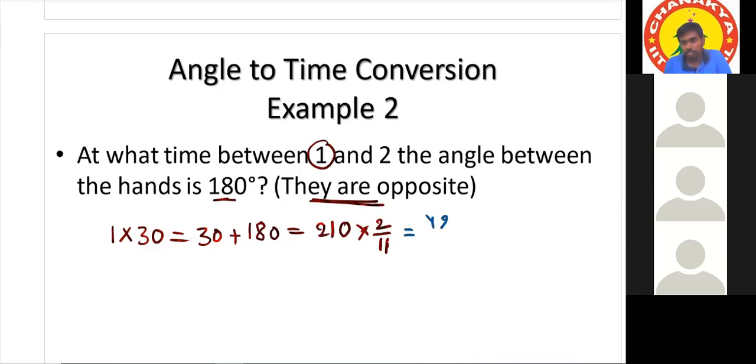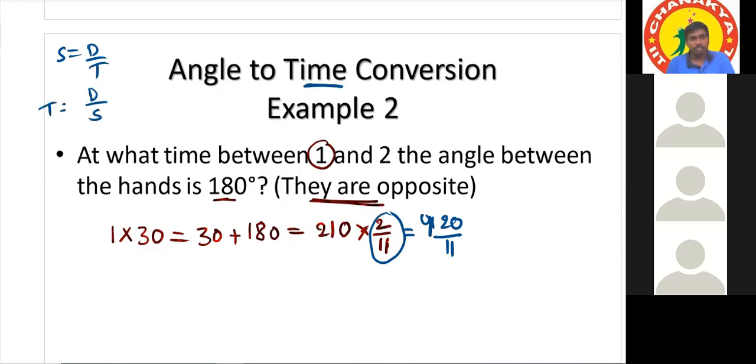Sir, one doubt. Why should we take only 2 by 11? See here, speed is equal to distance upon time, so here we are calculating time. Time is equal to distance upon speed. Up to this process, we are finding the distance only.